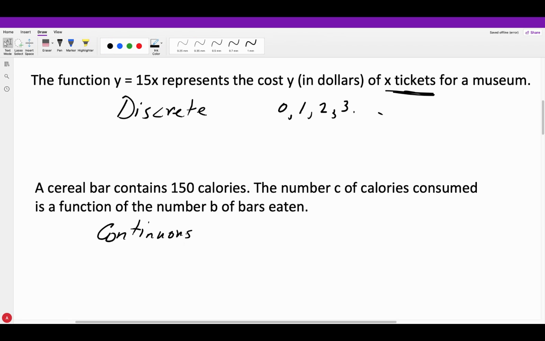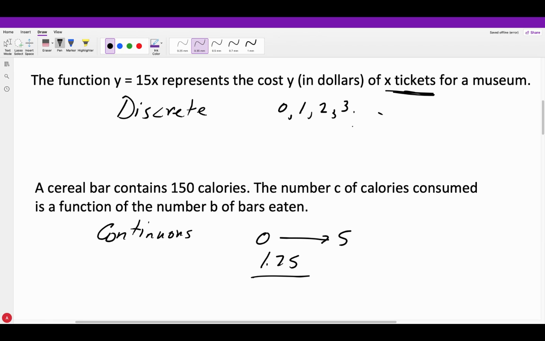Because we can have one person eat the whole bar, then we can have another person eat just a little portion of it. So if we have 5 bars, we can do any number between 0 and 5, 1.25 works. So it would be continuous, meaning that every single number in between 0 and 5 is part of our domain or can be part of our domain.